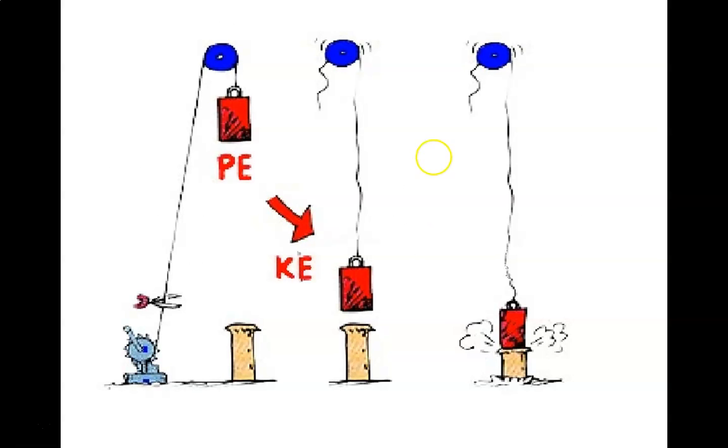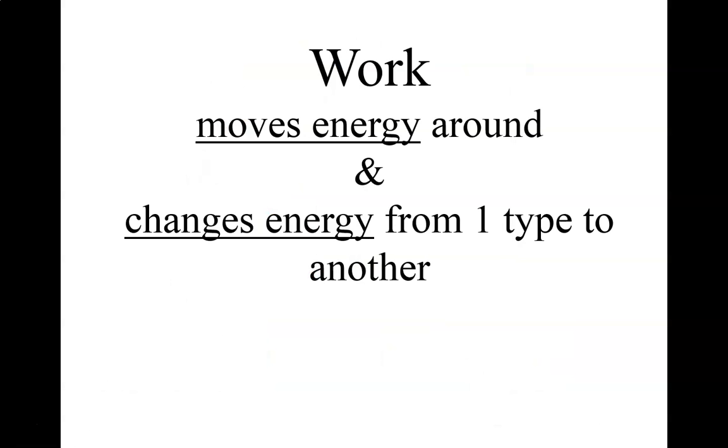For example, if we start with a heavy weight that's elevated, it's starting out with gravitational potential energy. If we cut the string, just before it hits the wooden spike here, we've lost most of our gravitational potential energy, and it's moving fast, which means that energy is in the form of kinetic energy. And then when it hits this wooden stake and comes to a stop, what ends up happening is the weight does work on the stake, and that work transfers that energy into heat. So that heat is where the energy is in the form of now. So work moves energy around and changes energy from one form to another.